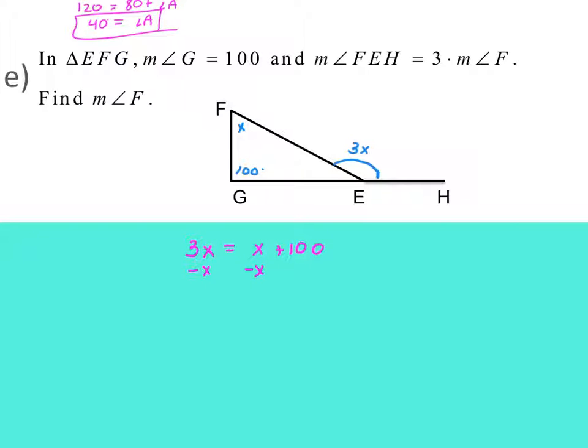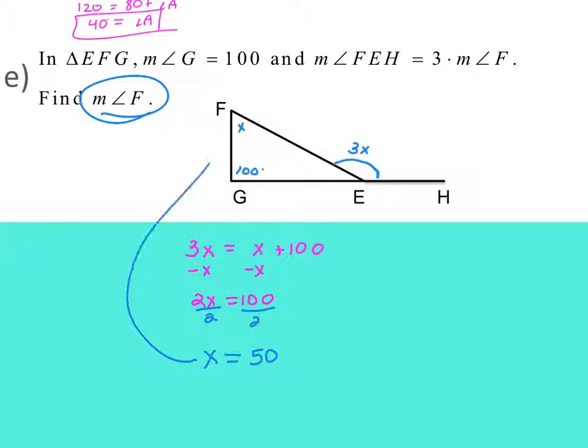Subtract the x. 2x equals 100. Divide by 2. And x is 50. It's asking for the measure of angle F, which is what we called x. So I can say angle F equals 50 degrees. If it had asked for the measure of angle FEH, what would my answer have been? 50 times 3, 150.